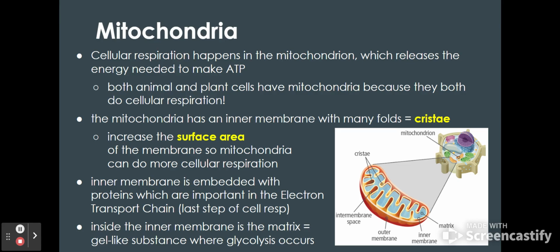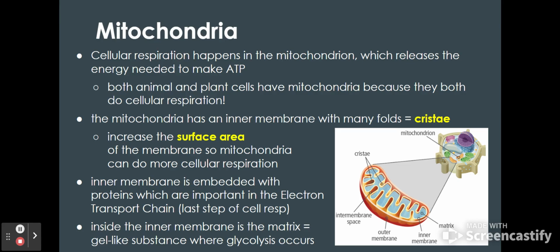Now, the mitochondria has an inner membrane with a lot of folds. These are called cristae. The whole point of it is to increase the surface area because on the cristae is where cellular respiration happens. So the more surface area they have of membrane, the more cellular respiration that mitochondria can do. Now, the inner membrane is embedded with proteins, which are important in the electron transport chain.